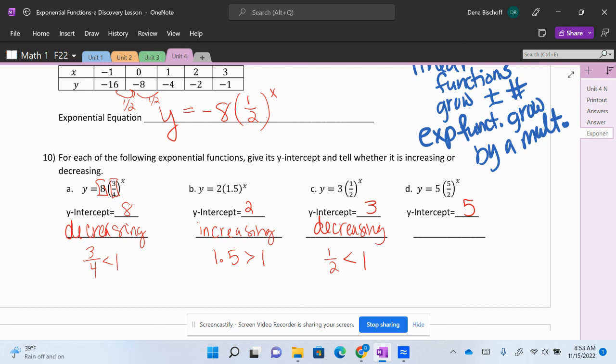Is it increasing or decreasing? I heard both. Decreasing? Why do you think it's decreasing? Is 5/2 less than 1? No. What is 5/2? Same thing as 2.5. 2.5 is greater than 1. Watch out for that, okay? So this is increasing. Just because it's written as a fraction doesn't necessarily mean it's less than 1. It could be an improper fraction. So watch for that.